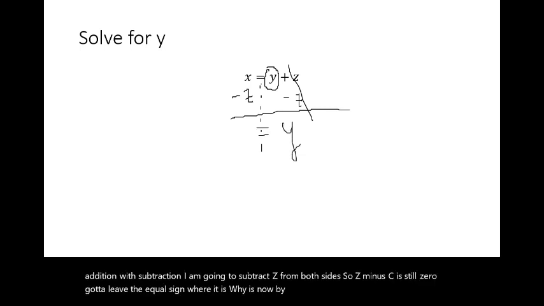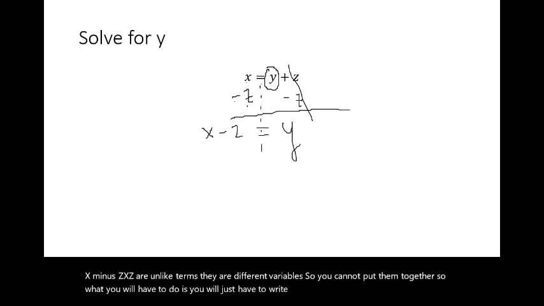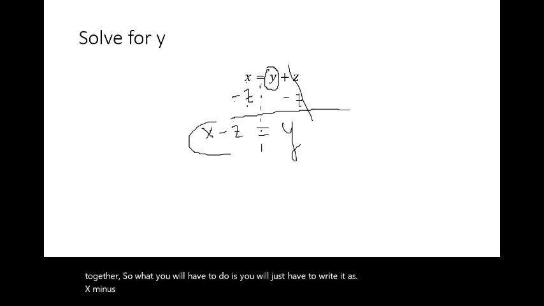And then over here on the left, we have x minus z. x and z are unlike terms. They are different variables, so you cannot put them together. So what you will have to do is just write it as x minus z. Then, as long as y is by itself, that is your final answer. So y equals x minus z.